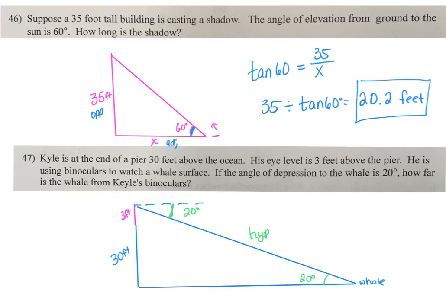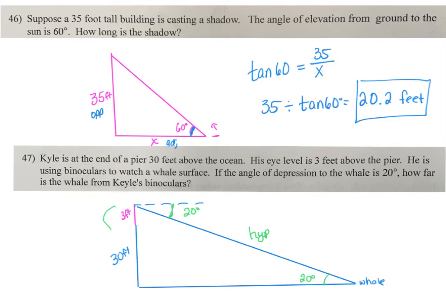Hypotenuse. This is what I'm looking for. If it said, what is the horizontal distance from the pier to the whale, we would look for this base right here, right? Horizontal distance. But just the straight distance from binoculars to whale is going to be the hypotenuse, all right? So that's what we're solving for.